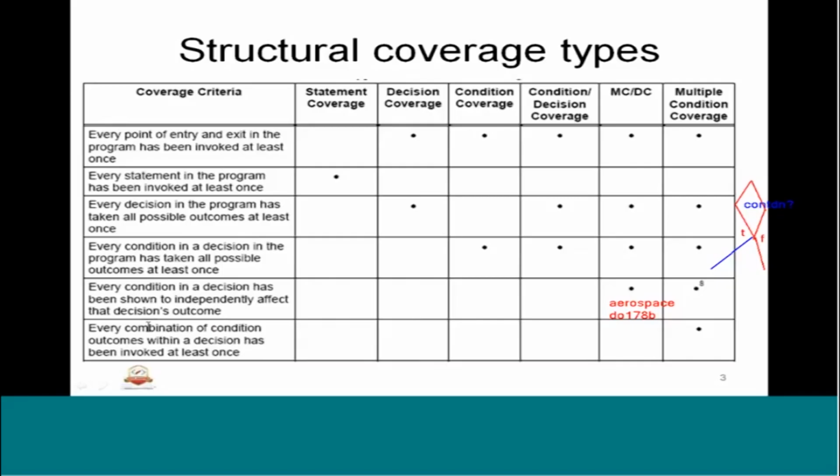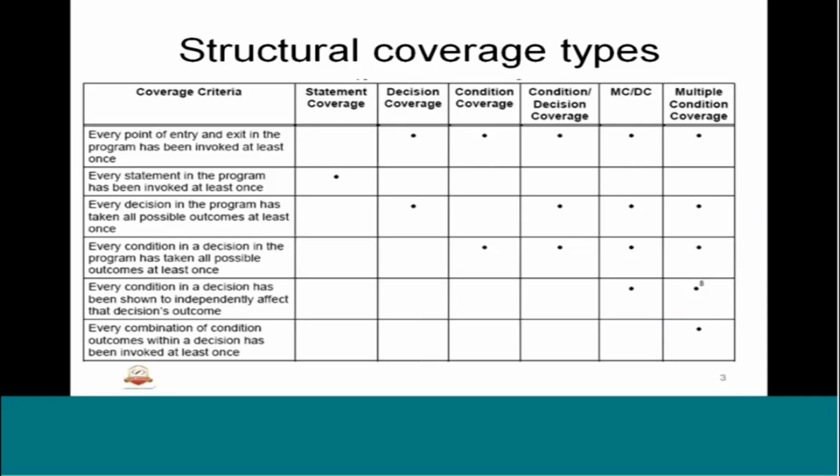The last one is every combination of condition outcomes within a decision has been invoked at least once. This is with the multiple condition coverage, where there are several conditions, because a program or the function could have similar or different sorts of diamond boxes and processing statements. All those parts have to be executed with several combinations of them. So that is done with the help of multiple condition coverage. So this table talks about the coverage criteria, what are the types of coverages we have. We will study each of them in detail.